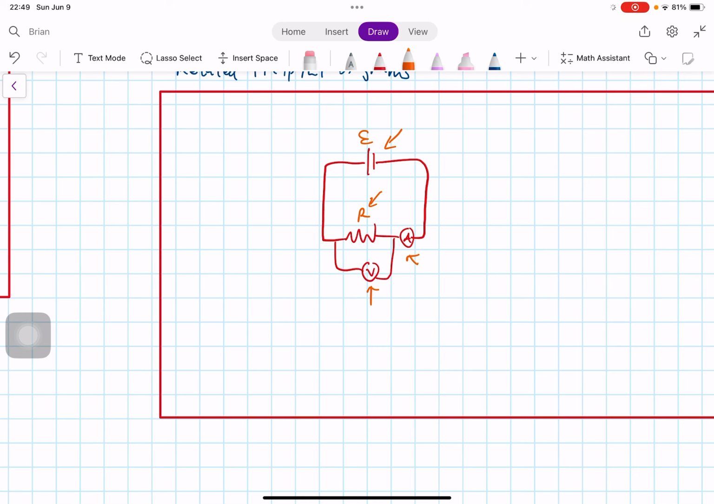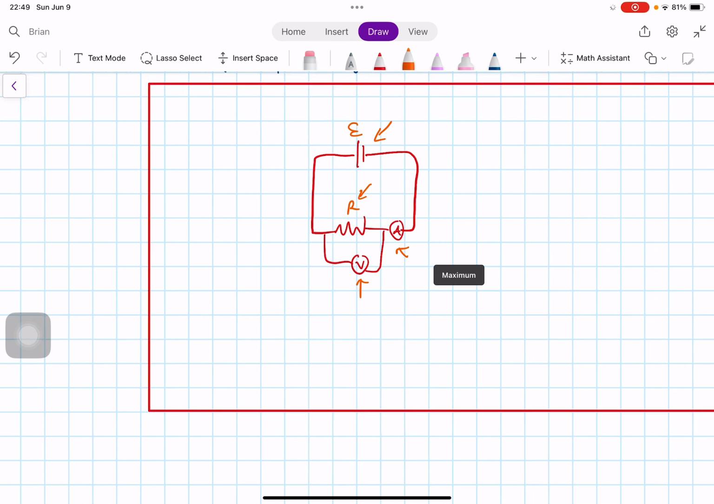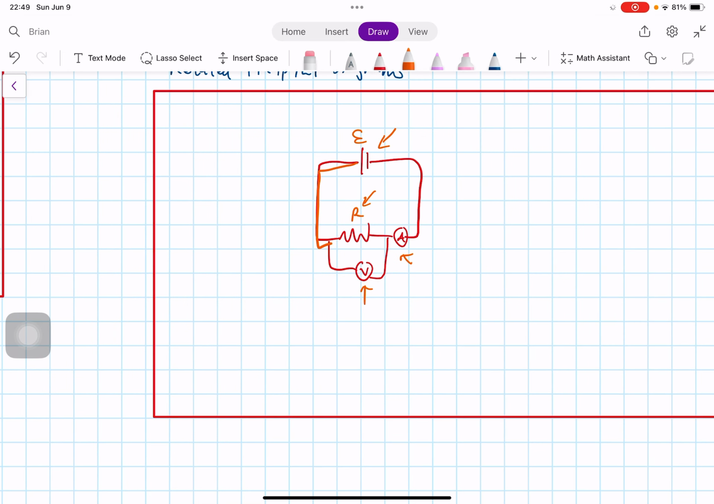A perfect ammeter has no resistance, and a perfect voltmeter has infinite resistance, so that the only resistance involved in the circuit is the resistor itself, involving this path of the circuit. It's only the resistance itself.